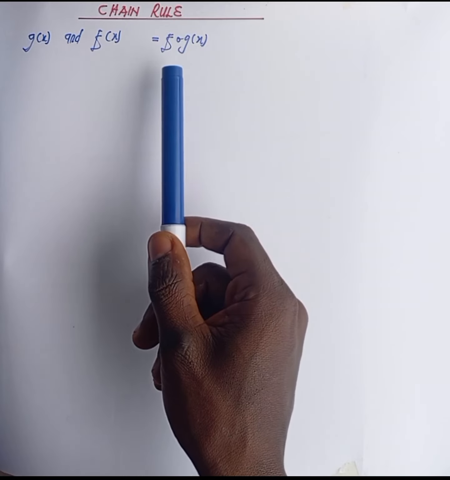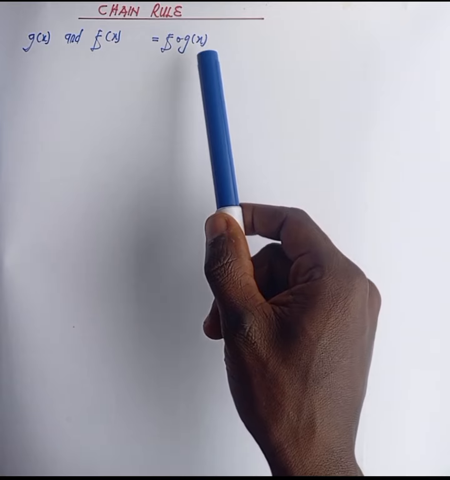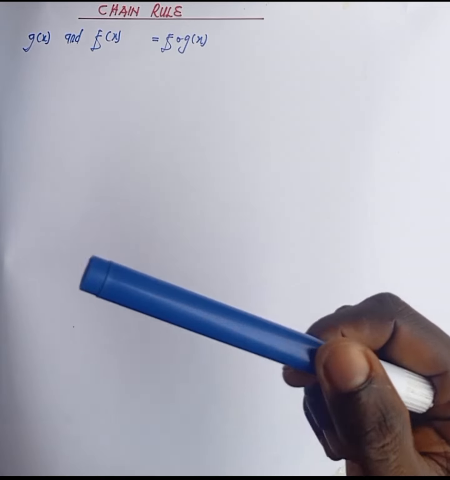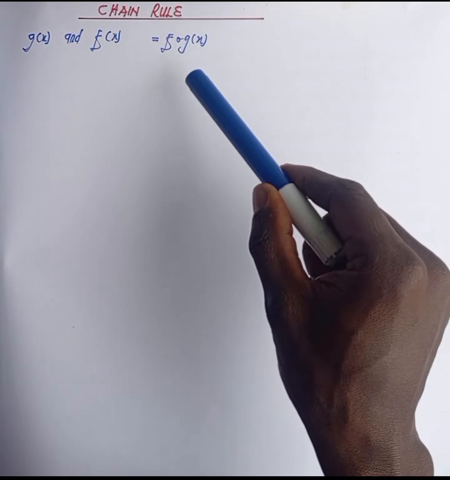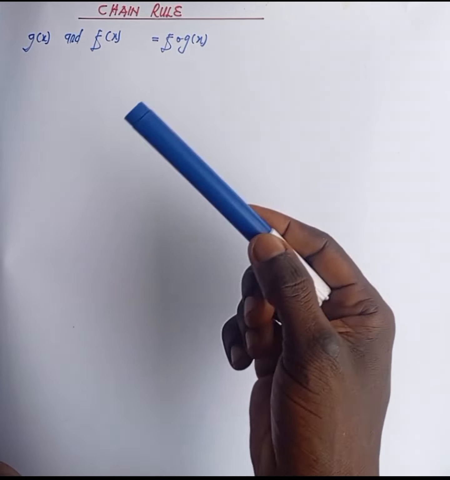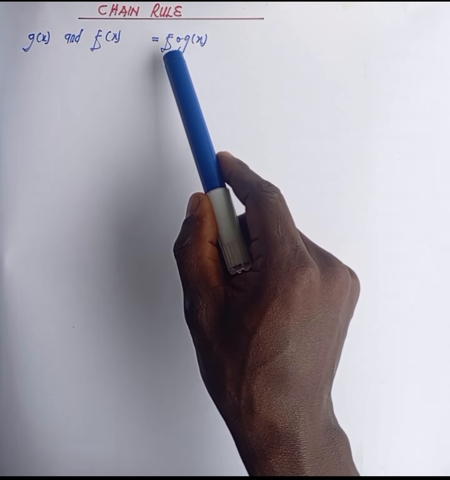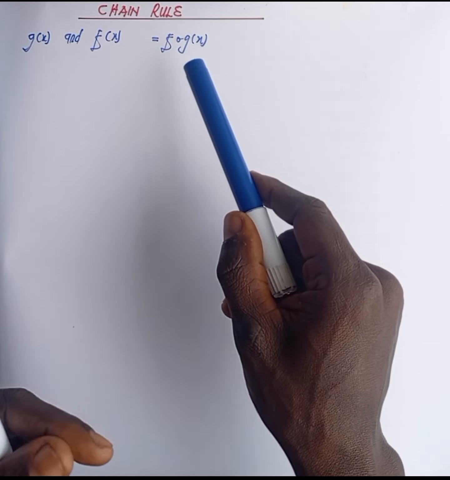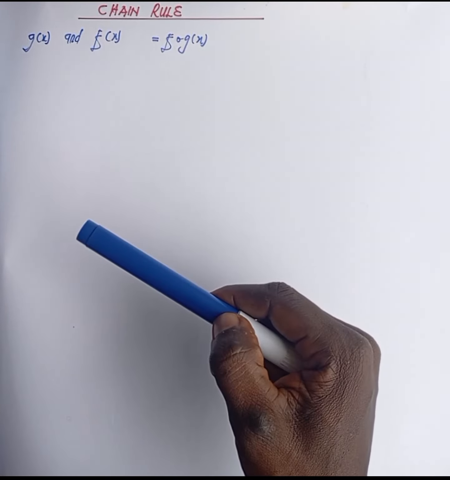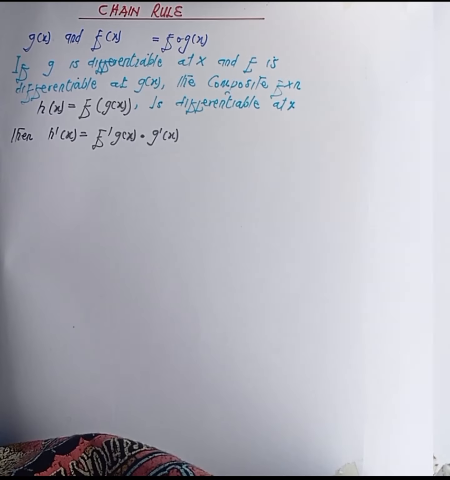When this happens, we get f of g of x, and this is what we refer to as a composite function. In other words, we call it a function of functions or a function within a function. You can see that the function g of x can be found inside the function f. This is the composite function I am talking about, and we are going to learn how to find the derivative of functions of this nature.